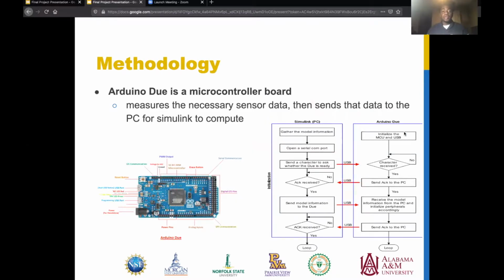Arduino Due is a microcontroller board that measures the necessary sensor data and then sends that data to the PC for SIMULINK to compute. And as you can see in the bottom right, this figure is basically the implementation of the work between SIMULINK and Arduino Due.